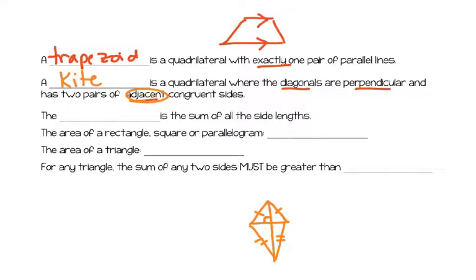Okay, and that's a quadrilateral. It has some characteristics that are interesting. We don't really run into kites very much. There's not like a lot to do with them, but anyway. Okay, the blank is the sum of all of the side lengths. So you know this one, it's called perimeter, and you first started learning about that many years ago. So perimeter is the sum of all of the side lengths.